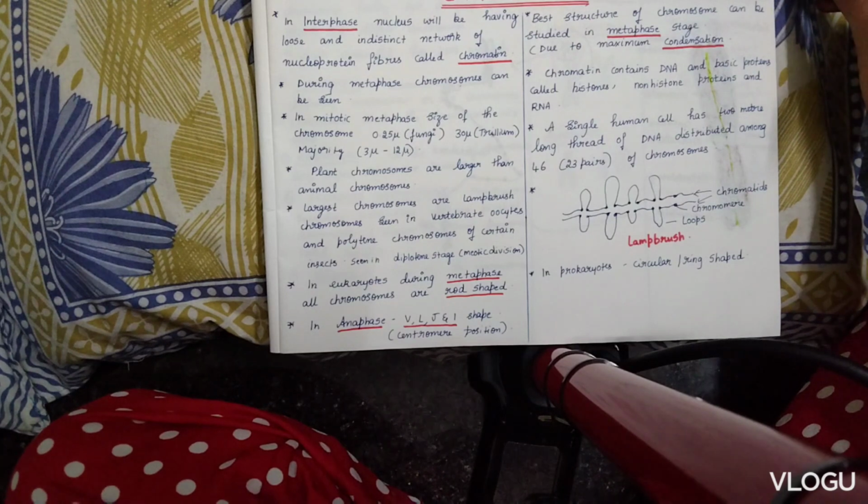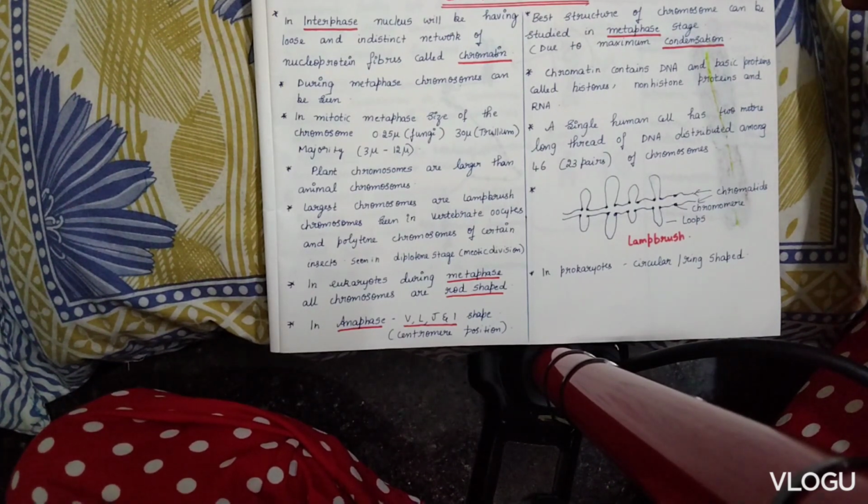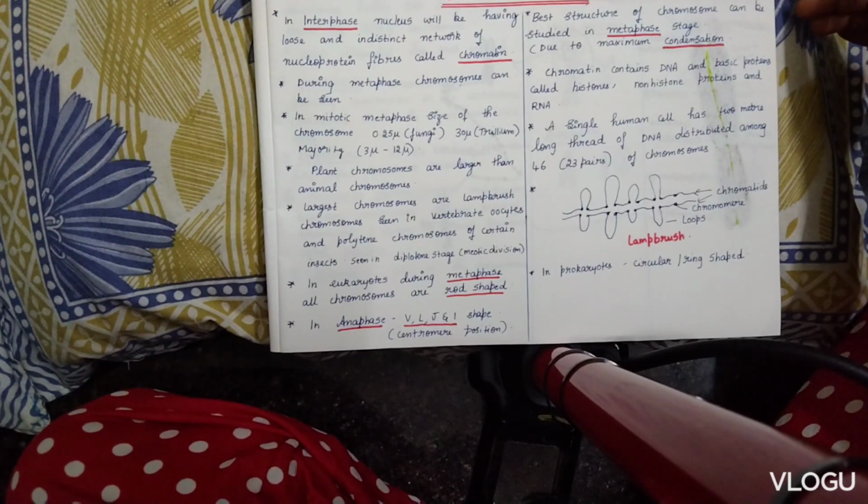In prokaryotes, DNA is circular or ring shaped. A prokaryotic cell doesn't have a nucleus around the DNA, so the DNA is naked but circular, appearing like a ring-shaped DNA.